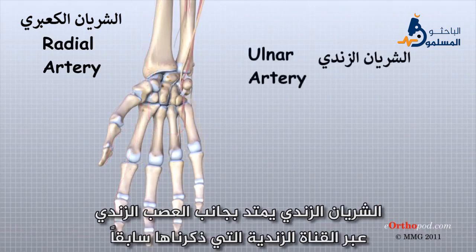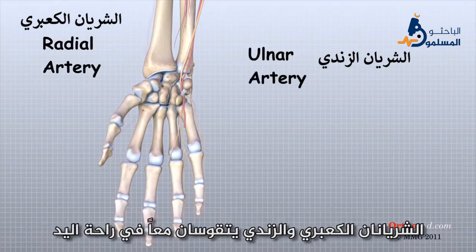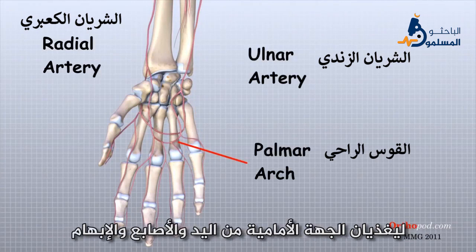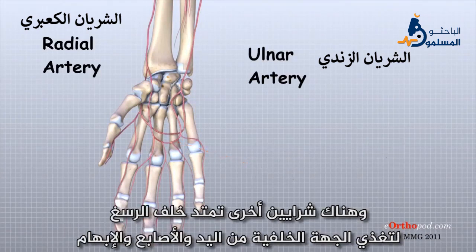The ulnar artery runs next to the ulnar nerve through Guillaume's canal, which has been mentioned earlier. The ulnar and radial arteries arch together within the palm of the hand, supplying the front of the hand, fingers, and thumb. Other arteries travel across the back of the wrist to supply the back of the hand, fingers, and thumb.